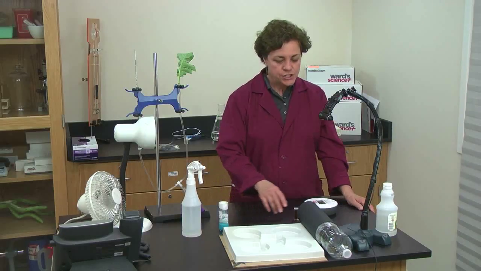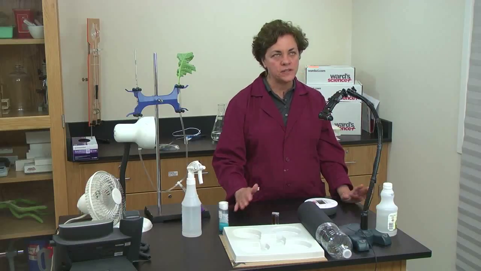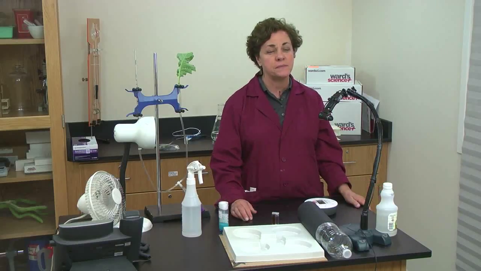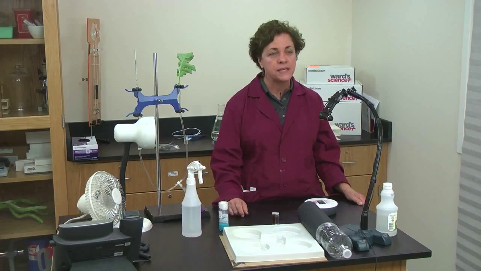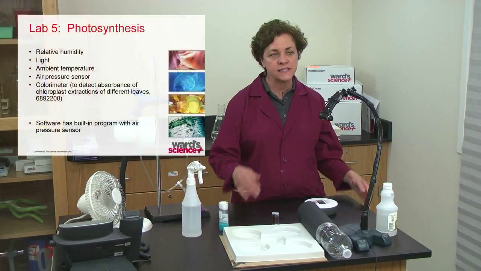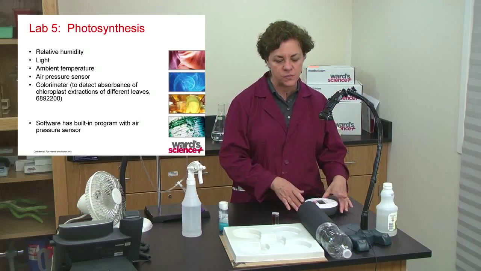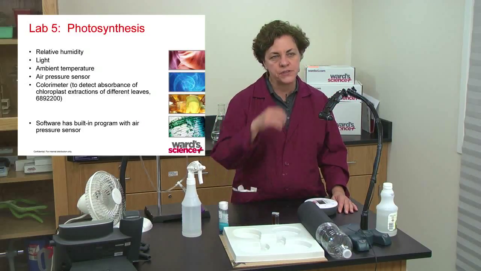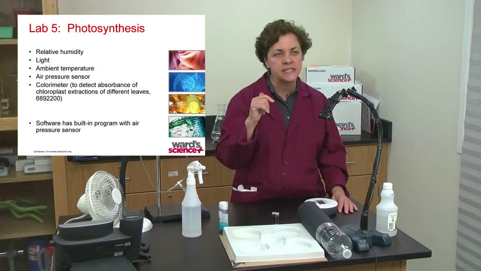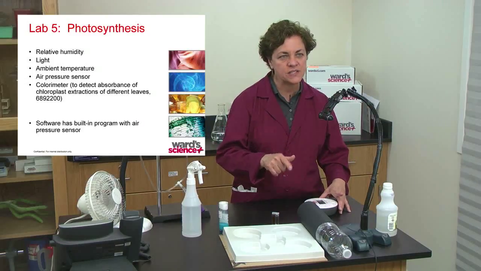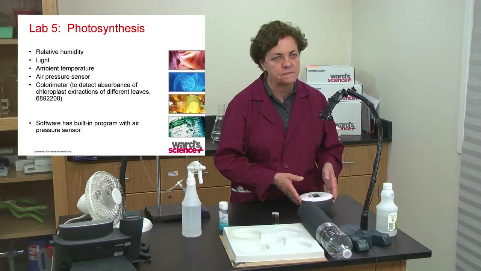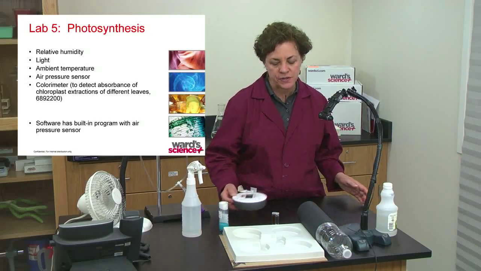Thank you. So I haven't set up all of the experiments, but I want to talk a little bit about how to use this in some of the other experiments that I haven't set up. One of those is the photosynthesis. What's cool with the photosynthesis one is you can use relative humidity, light, ambient temperatures, and I'm going to skip over the next one, the air pressure, for a second, and go to the colorimeter.